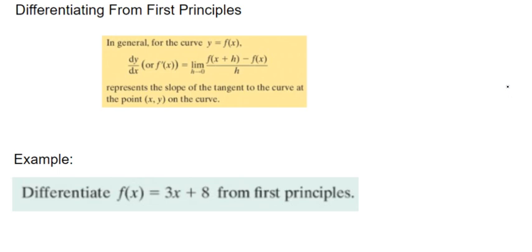So if you look at our rule here, dy/dx, that's what differentiating a function is. That's what it's referred to, or f'(x). So you'll see both of these, and you have to get used to seeing them. That is equal to the limit as h tends to 0 of f(x+h) minus f(x) over h.